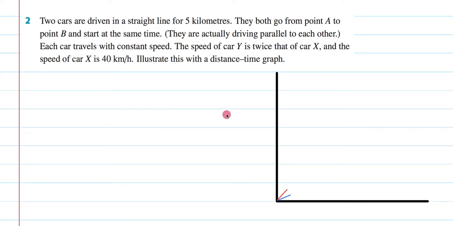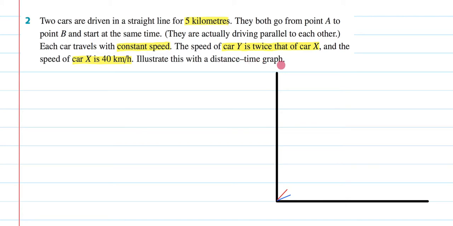We are going through exercise 16b, and in this video we'll be answering question 2, which says two cars are driven in a straight line for 5 kilometers. They both go from point A to point B and start at the same time. They're actually driving parallel to each other. Each car travels with constant speed. The speed of car Y is twice that of car X, and the speed of car X is 40 kilometers per hour. Illustrate this with a distance time graph.